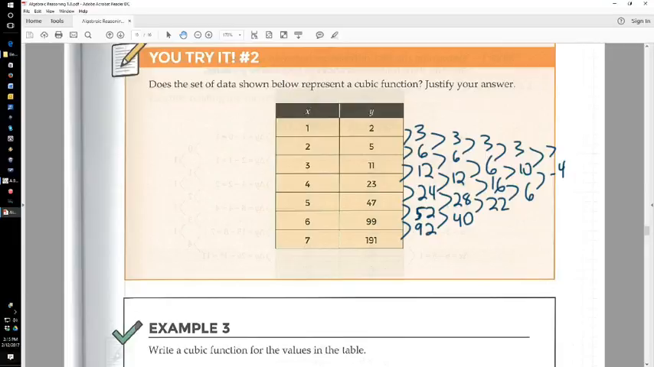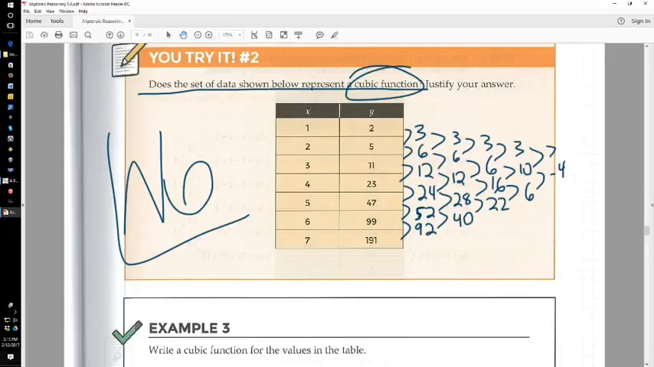But I will tell you this. It says, does this data represent a cubic function? The answer is no, it does not.